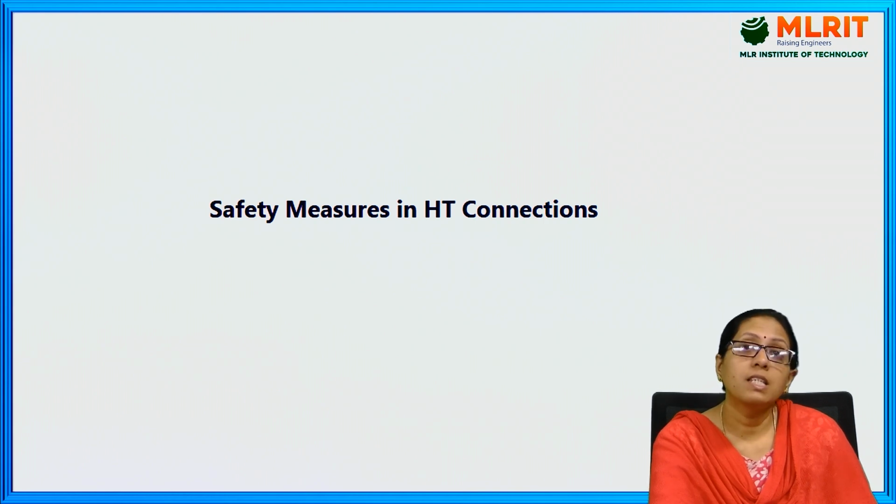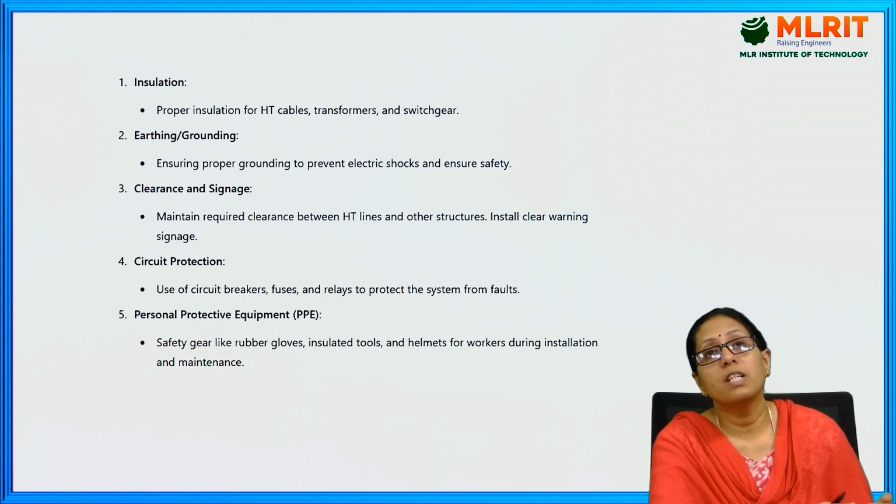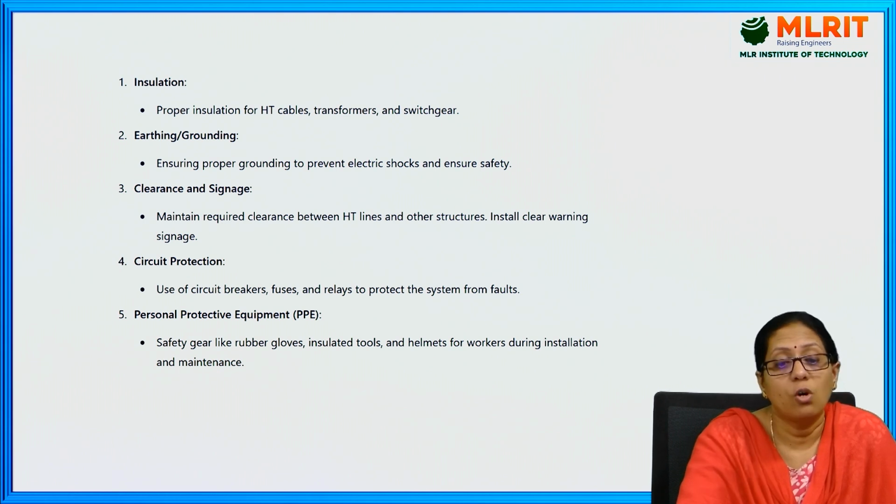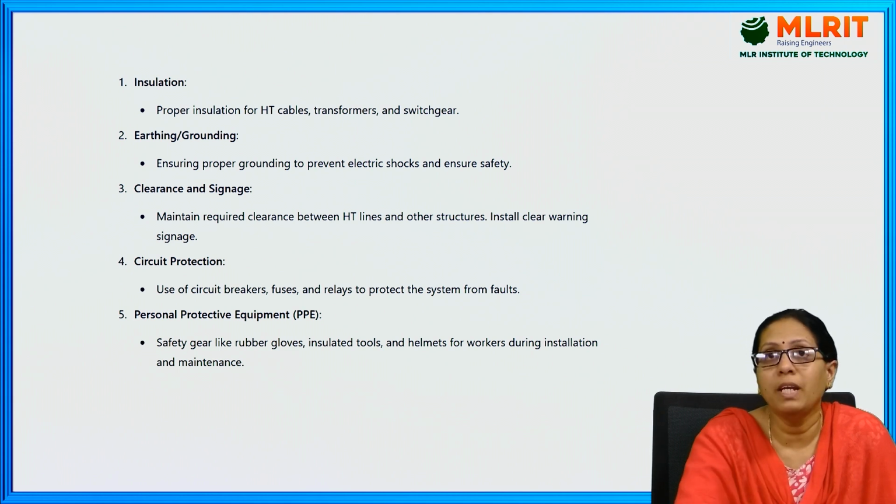The next one is safety measures in HT connections. What are the different safety measures to be considered? The first one is insulation. Proper insulation of the HT cables, the transformers, as well as the switchgear or protection devices should be done, because the voltage is very high when compared to the low voltage. So based on the voltage, the protection or the insulation levels should also be increased.